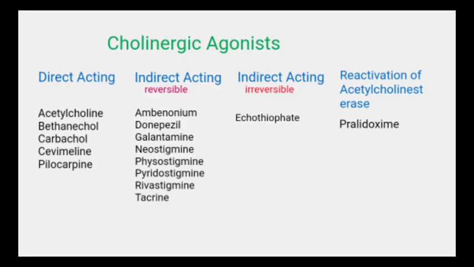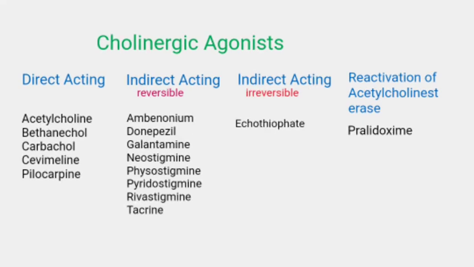Here is a list of some cholinergic agonists, which includes direct acting, indirect acting reversible, indirect acting irreversible, and reactivation of acetylcholinesterase. Direct acting include acetylcholine, bethanechol, carbachol, cevimeline, and pilocarpine, while indirect acting reversible include ambenonium, donepezil, galantamine, neostigmine, physostigmine, pyridostigmine, rivastigmine, and tacrine. Indirect acting irreversible include echothiophate. Reactivation of acetylcholinesterase includes pralidoxime.